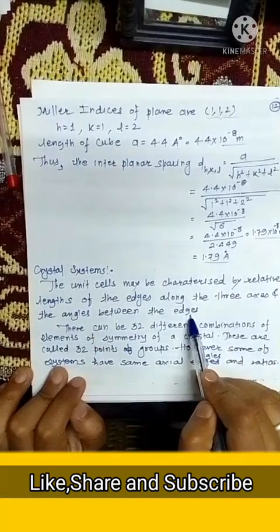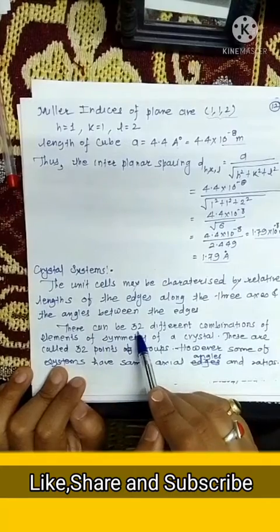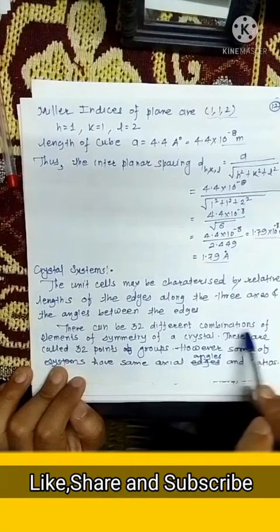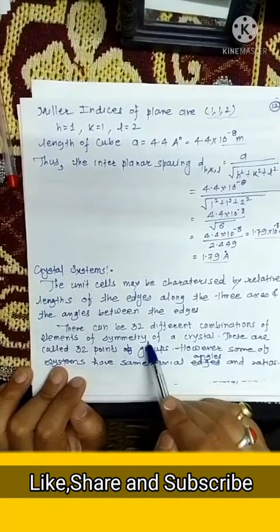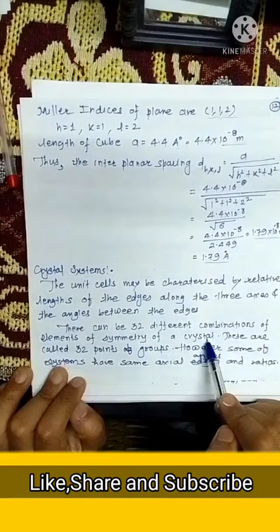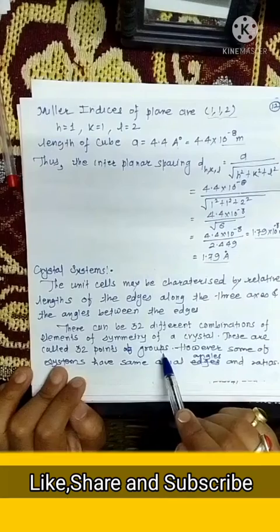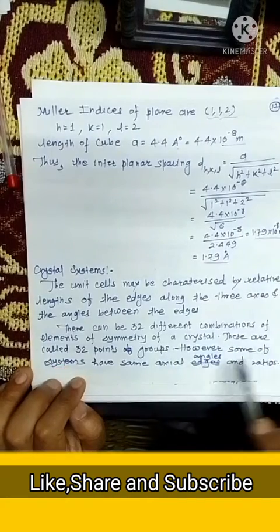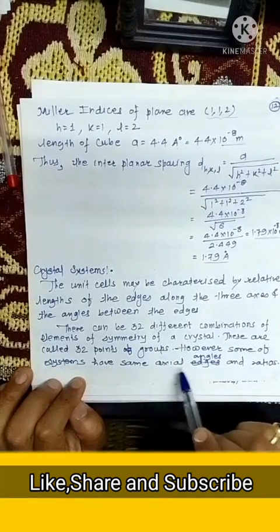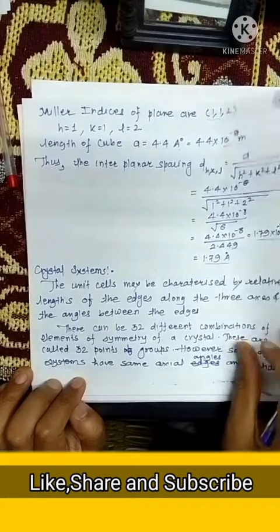There are 32 different combinations of elements of symmetry of a crystal. These are called 32-point groups. However, some systems have the same axial angles and ratios.